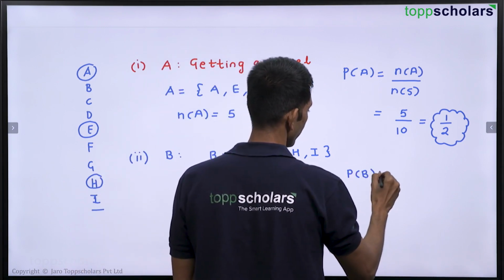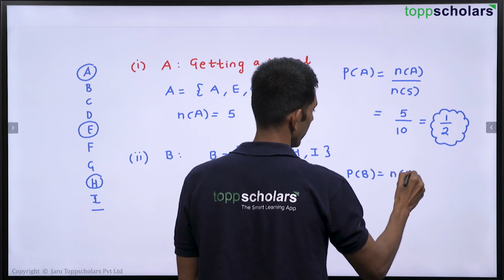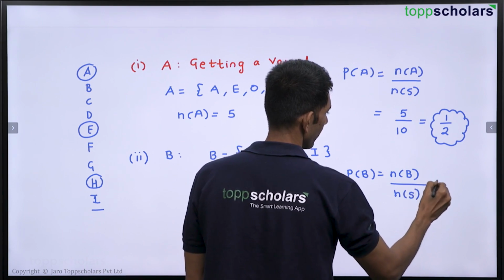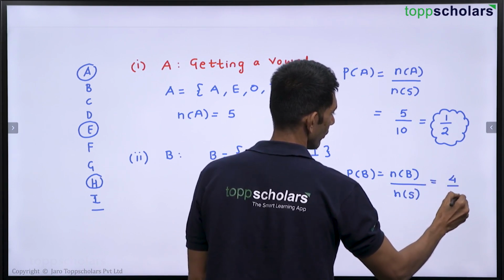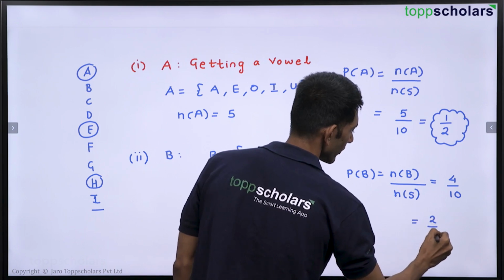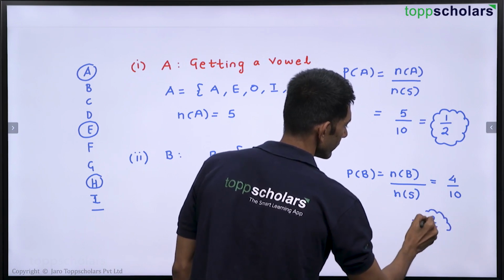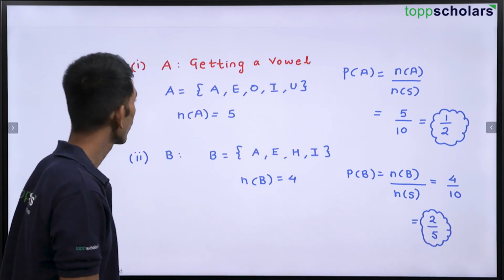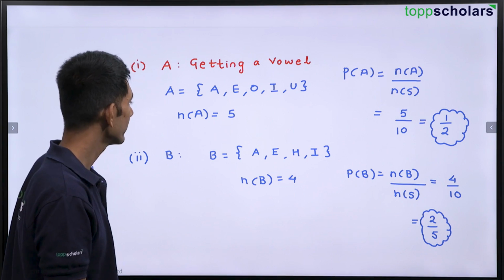The probability of event B will be equal to n of B divided by n of S, and that is equal to 4 by 10. And 4 by 10 is nothing but 2 by 5. I hope this is clear to all of you. Simple and straightforward, isn't it?